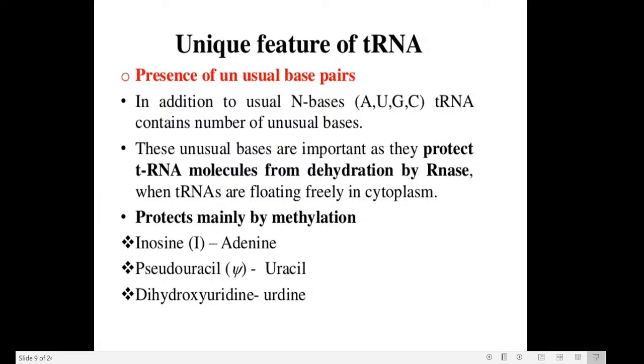In the structure, it has inosine, and this inosine helps to produce adenosine. Then pseudouridine helps uracil production. Then dihydrouridine is a uridine molecule present in the structure. These are all the major unique features of the tRNA.